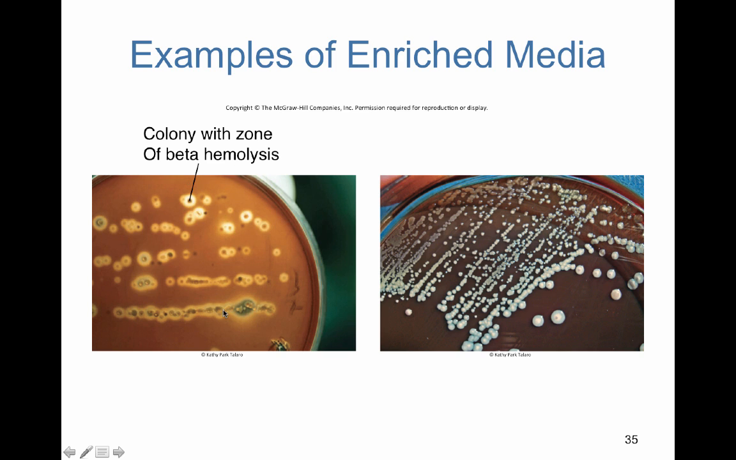Now, an agar plate that has blood will actually allow you to identify if you have strep bacteria, because strep bacteria produce beta hemolysins, and beta hemolysins will lyse the red blood cells. So this can be used as a specific form of identification of this type of bacteria.